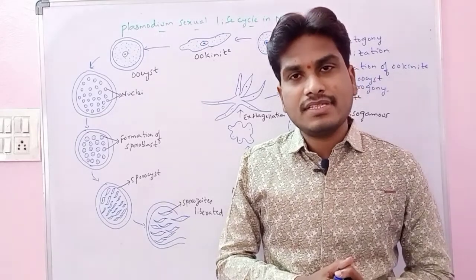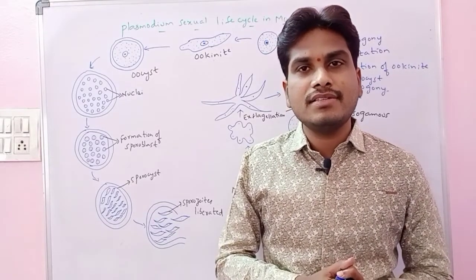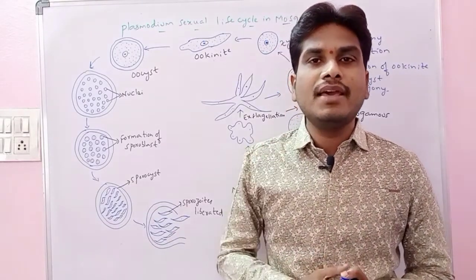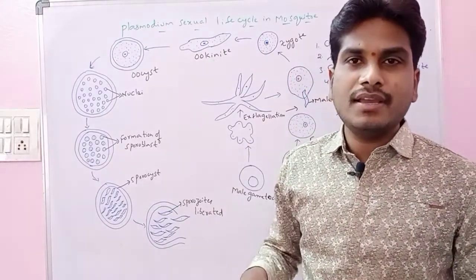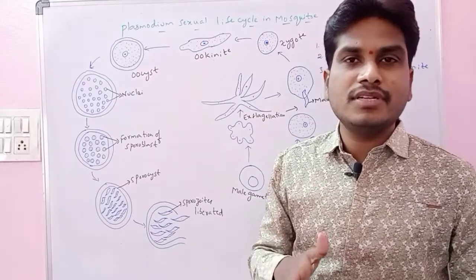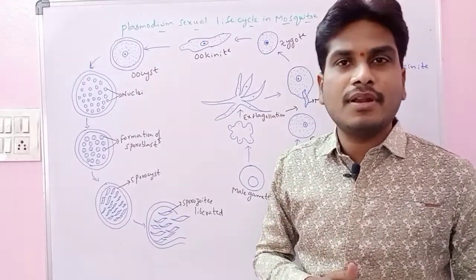What is the treatment of malaria particularly? The quinine drug, which is extracted from Cinchona officinalis, is used for the treatment of the malaria disease here. This is about the complete Plasmodium sexual life cycle and about the prophylaxis, pathogenicity and treatment of the particular Plasmodium here.